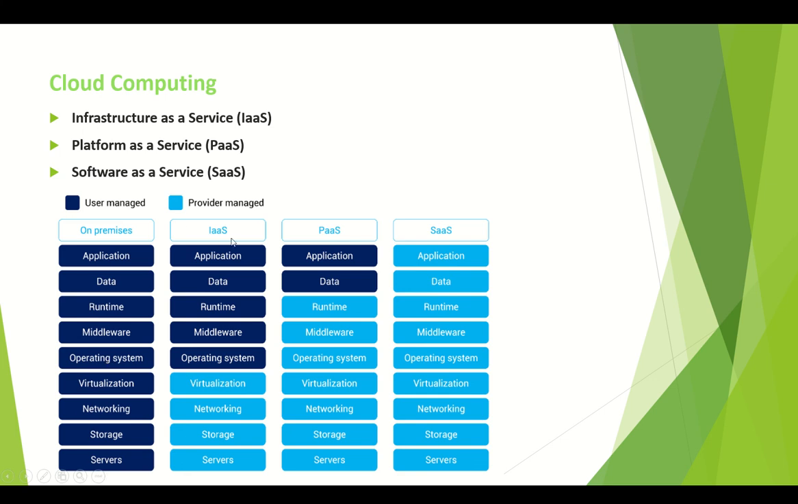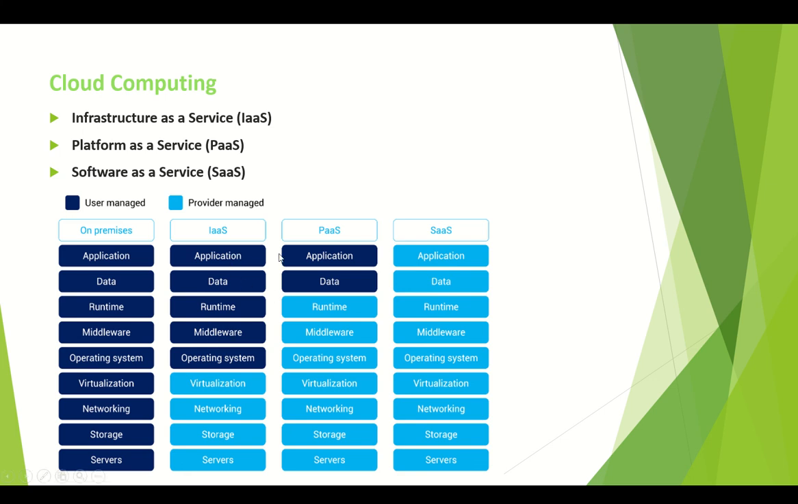If you go to IaaS, infrastructure as a service, all the parts in sky blue will be taken care of by the service provider. You don't need to worry about servers, storage, network, virtualization. Only the operating system, middleware, runtime, data, and applications have to be taken care of by yourself.